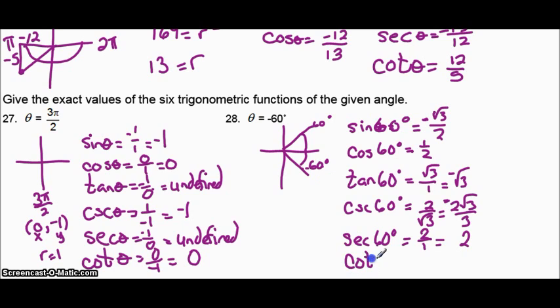And cotangent of 60 degrees is, drew a blank there. Okay, 1 over the square root of 3, which would be square root of 3 over 3, and cotangent is negative in the fourth quadrant.